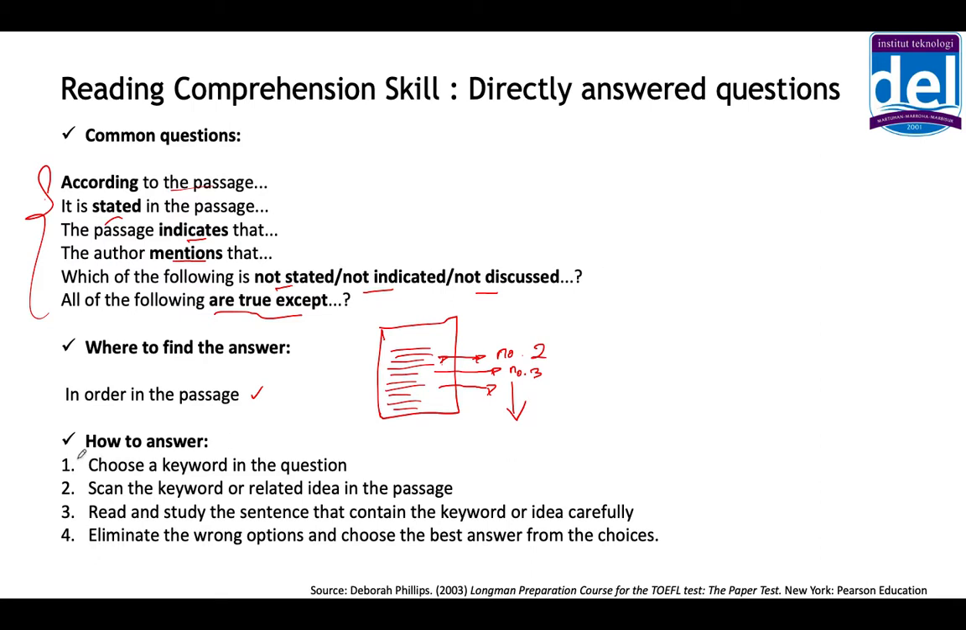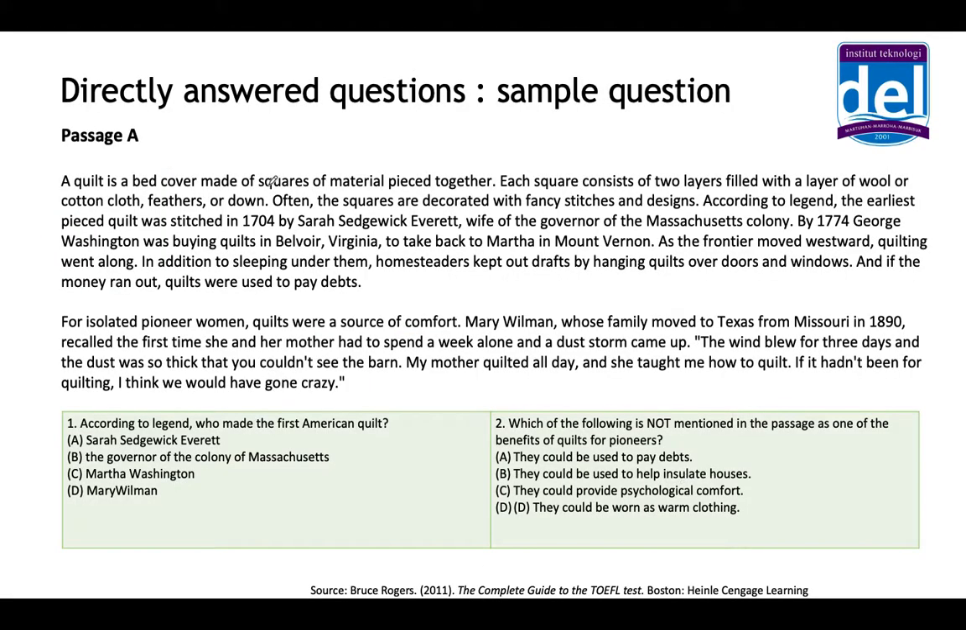And now let's look at the steps in answering this type of question. The first, we can choose a keyword or related ideas in the question. The next one, we can scan the keyword or related idea that we have determined before in the passage. When we find the keyword or the idea in the sentence, we have to read and study it carefully. And the last one, we can eliminate the wrong options and choose the best answer from the choices. Now let's look at a sample question.